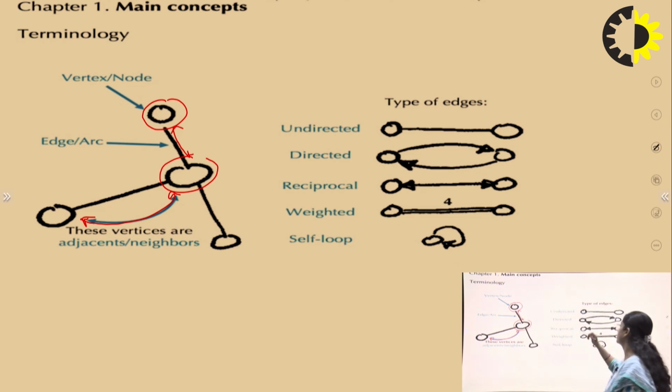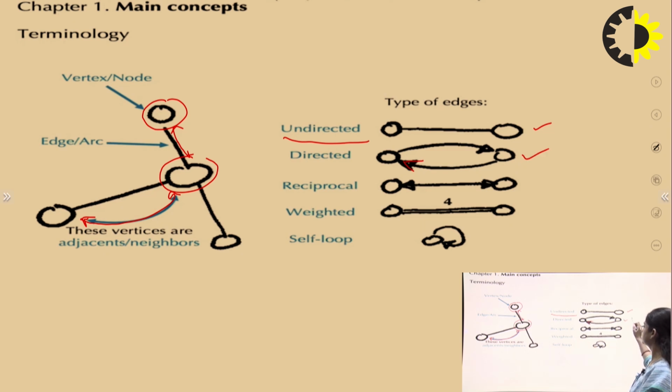Now, what are the types of edges? Firstly, undirected. Here no direction is shown on the edge, so it is called undirected. Two nodes are connected with an edge without any direction, so this is called an undirected graph. A directed graph is shown with an arrow. This arrow shows the direction, meaning flow of information occurs from here to here and here to there.